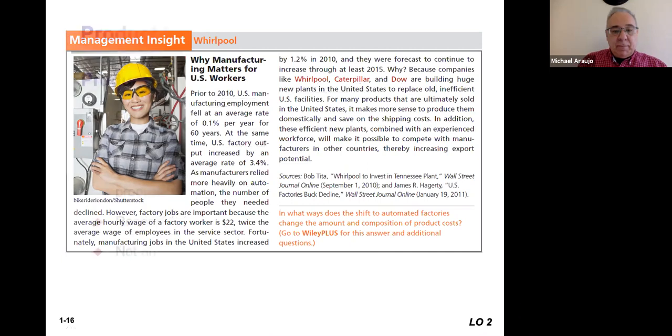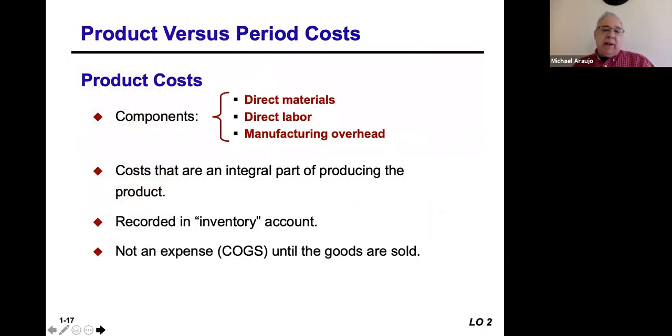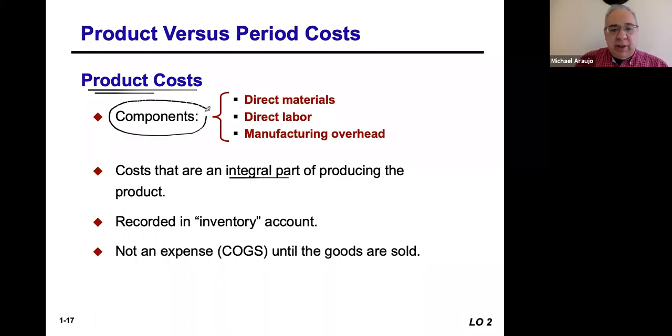All right, so this part is learning what a product cost is versus something called a period cost. Okay, so let's take a look at a product cost. A product cost is an integral part of the product. So it's part of it. So we already got introduced to the components earlier, right? Direct material, direct labor, and manufacturing overhead. These three are always going to be part of this process, and of this course.